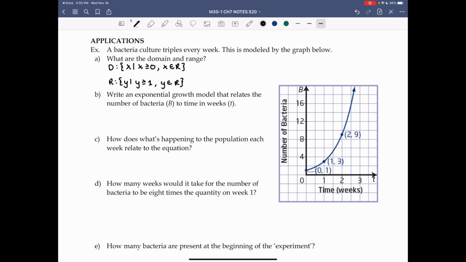B. Write an exponential growth model that relates the number of bacteria B to time in weeks. Time in weeks T, that's our x value, and then the number of bacteria B is our y value. We have the points (0, 1), (1, 3), and (2, 9). So here in time we are increasing by 1, plus 1, plus 1. And then to go from 1 to 3, we would have to multiply by 3. 3 to 9, we would have to multiply by 3. So that tells us that our c value equals 3. Then our function is bacteria is a function of time, which equals 3 to the power of t, time in weeks.